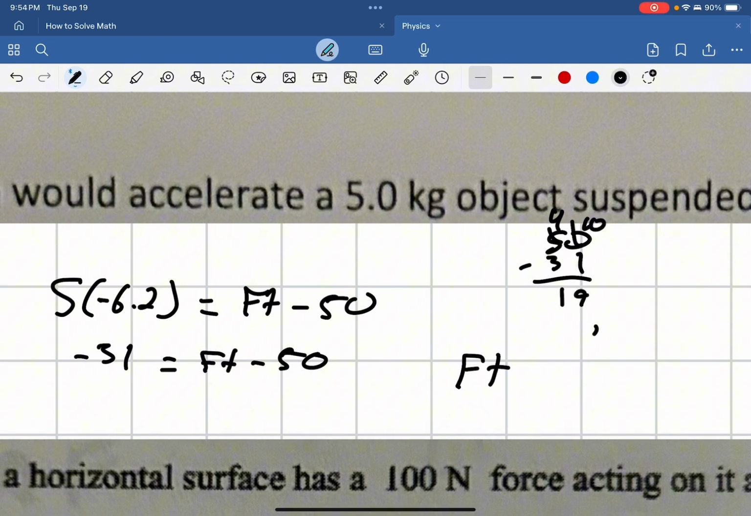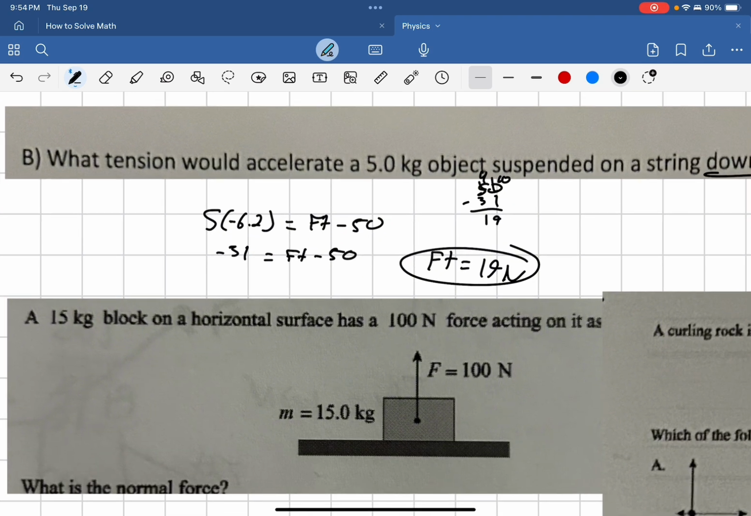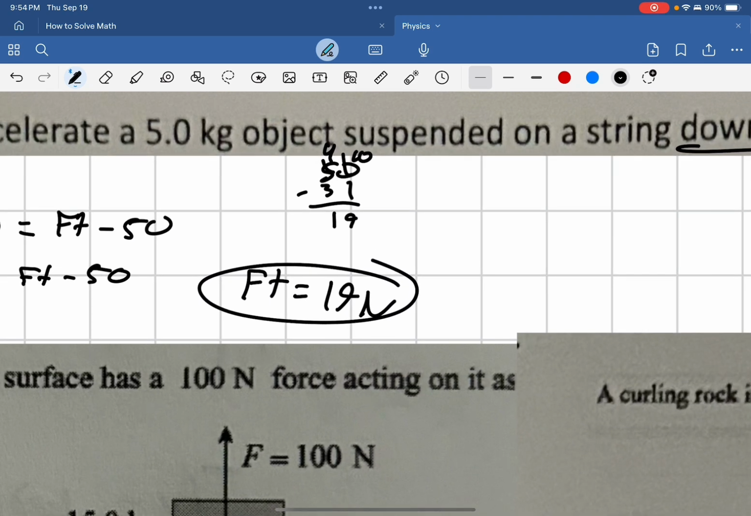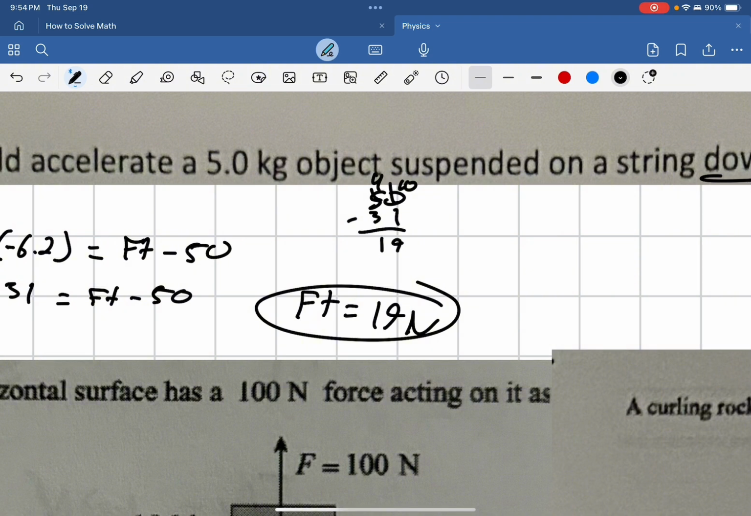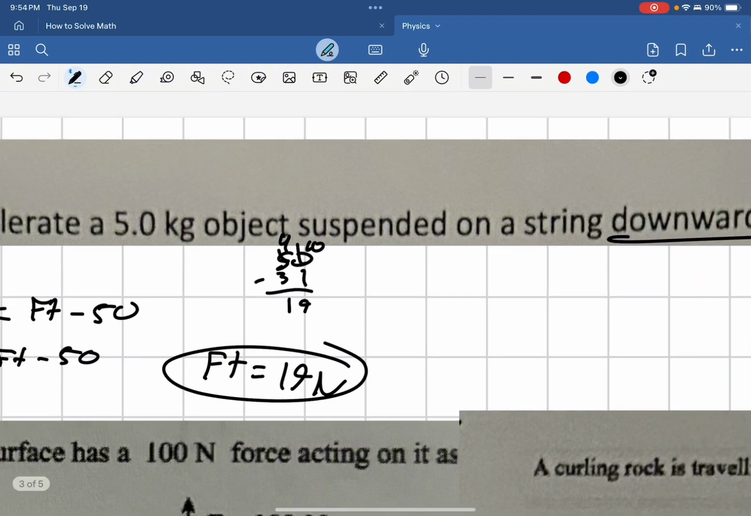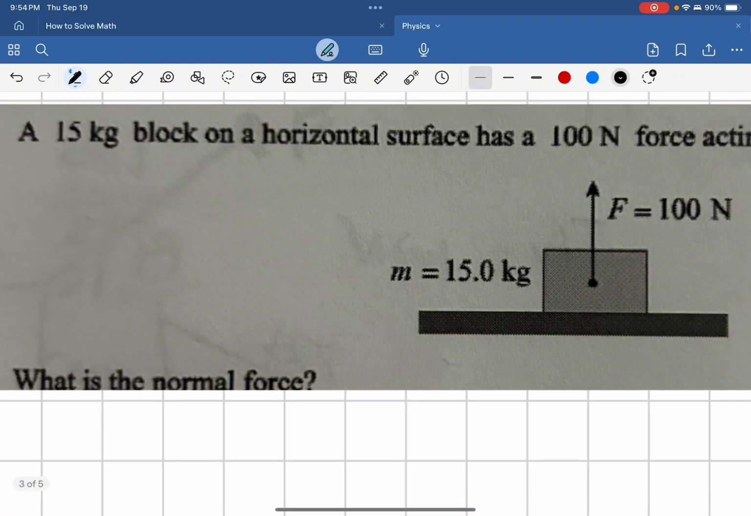Anyways, 19. That means f of t is equal to 19 newtons. Boom. And this makes sense because since f of t is less than f of g, it's going to go downwards. Anyways, okay, moving on to the next one.